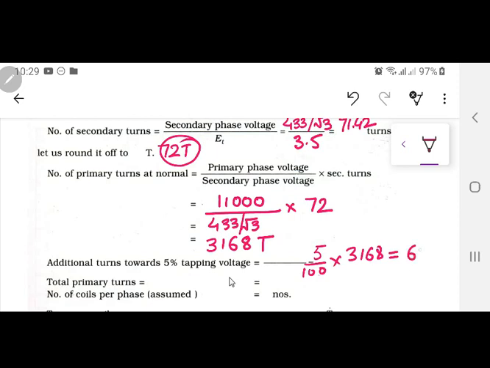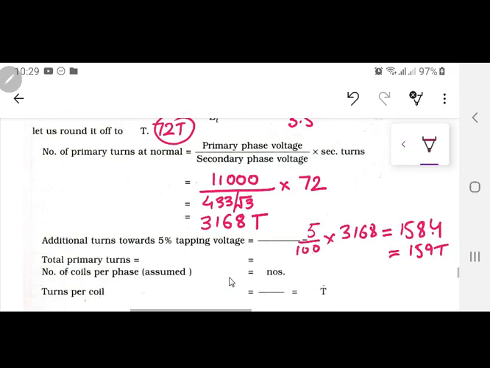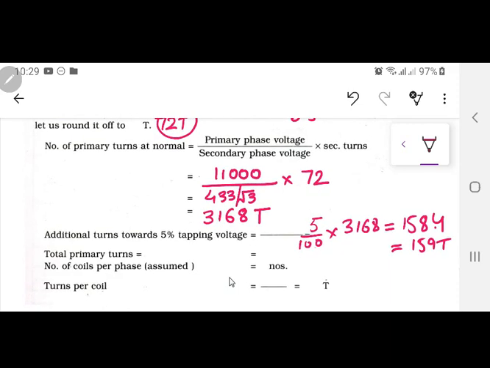No, first tell me the additional, how many additional turns are we adding? 158.4, which means actually 159 turns. Now add this 159 and 3168. I have made it 3327. So this is 3327 turns over here.